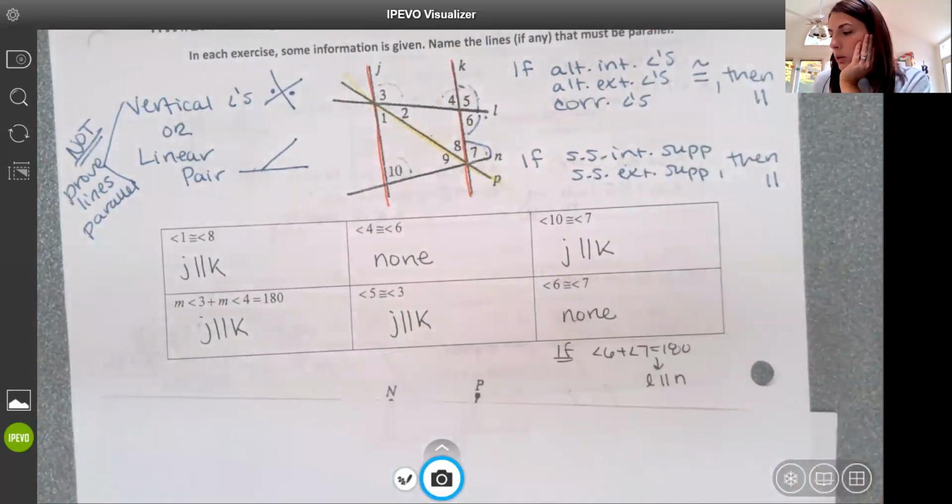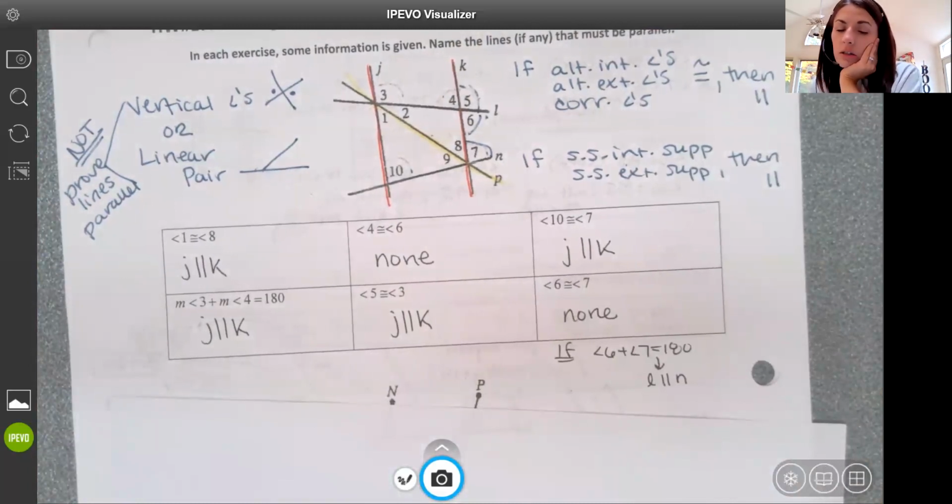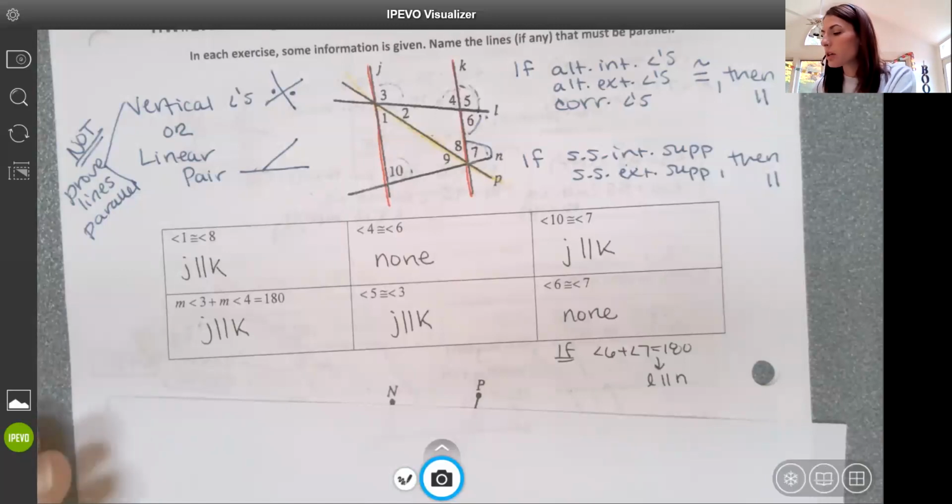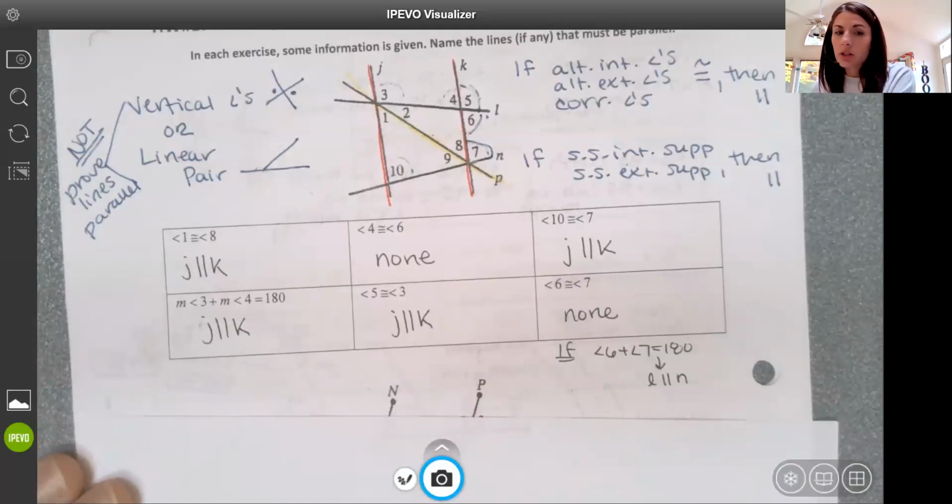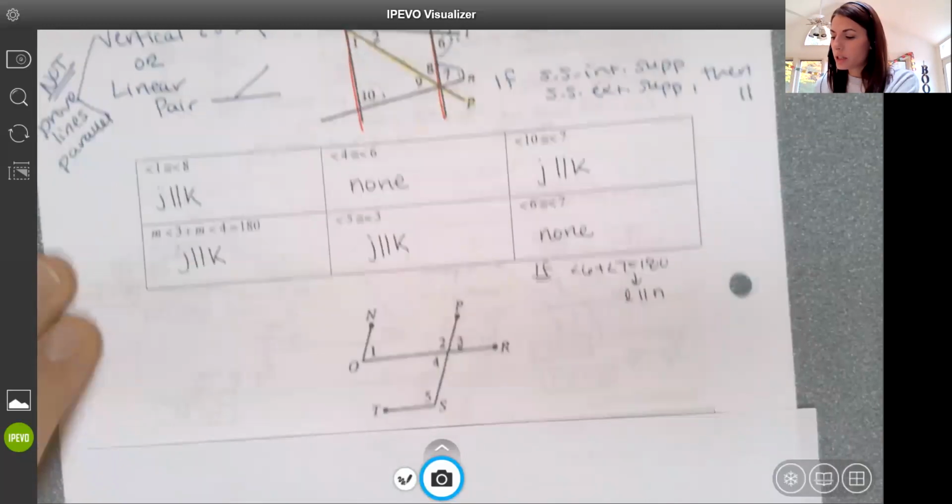And then I wrote if they were equal to 180, then L would be parallel to N. But knowing they're congruent doesn't tell me anything. If I knew that they were congruent and they were right angles, so that 90 and 90 give me 180, then I could use that. But that's not enough to say lines are parallel. So that was our first set on homework 17.